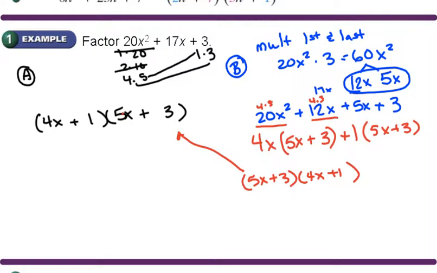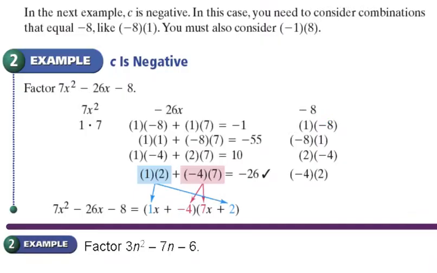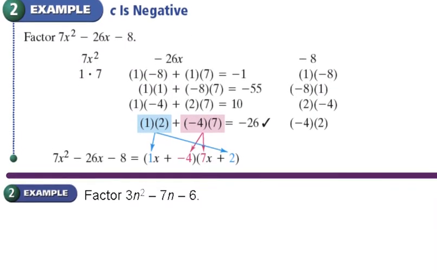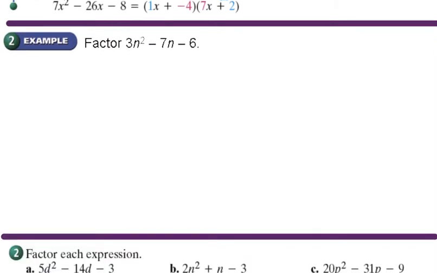All right, let's go ahead and take a look at example 2. Factor 3n squared minus 7n minus 6. All right, so using the old way, the guess and check method, we have 1 and 3, we have 2 and 3, and 1 and 6.